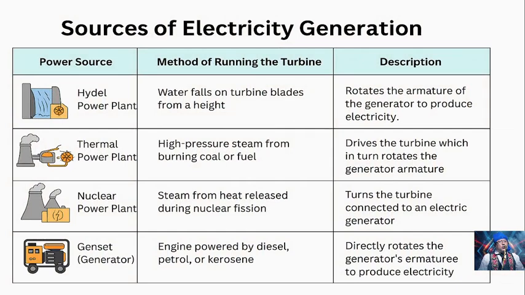Source of electricity generation, method of running the turbine. Hydel power plant: water falls on turbine blades from a height, rotates the armature of the generator to produce electricity. Thermal power plant, nuclear power plant, genset.